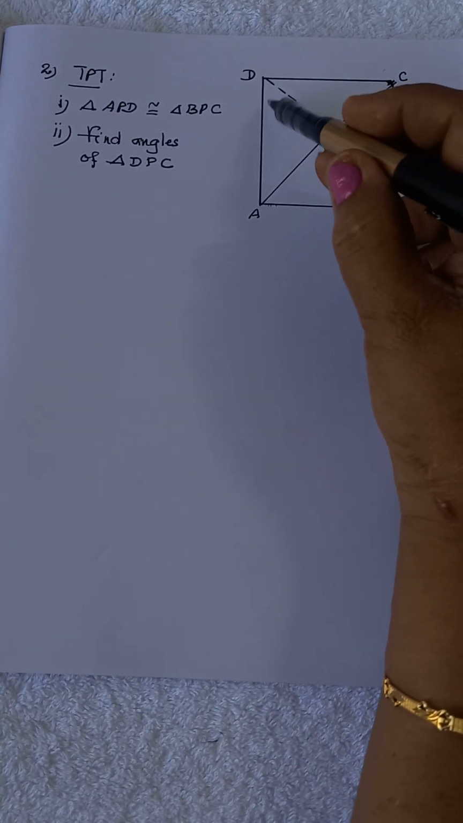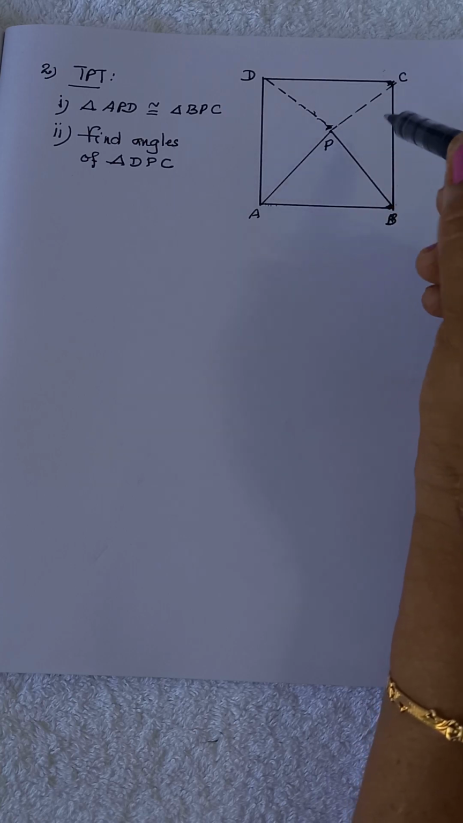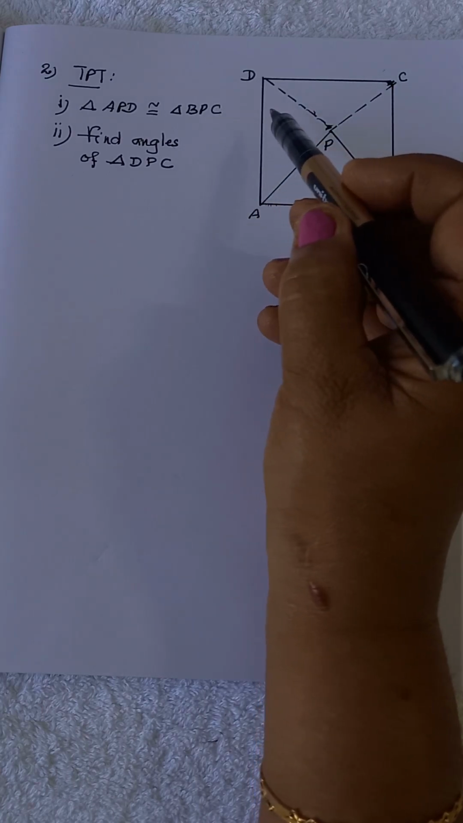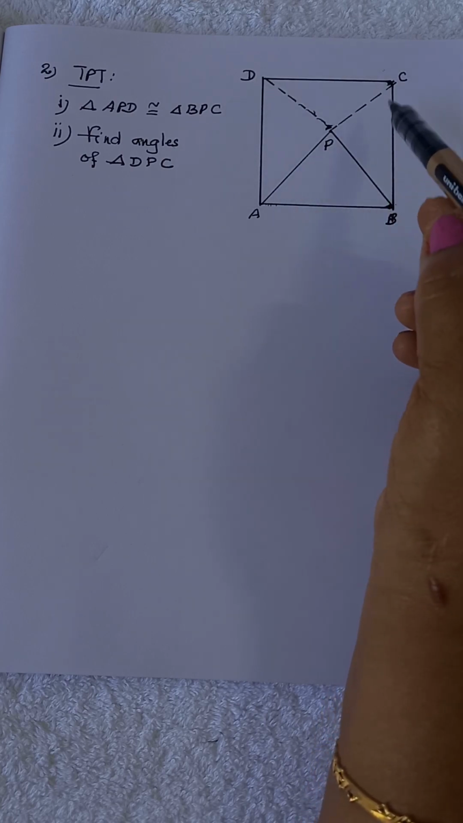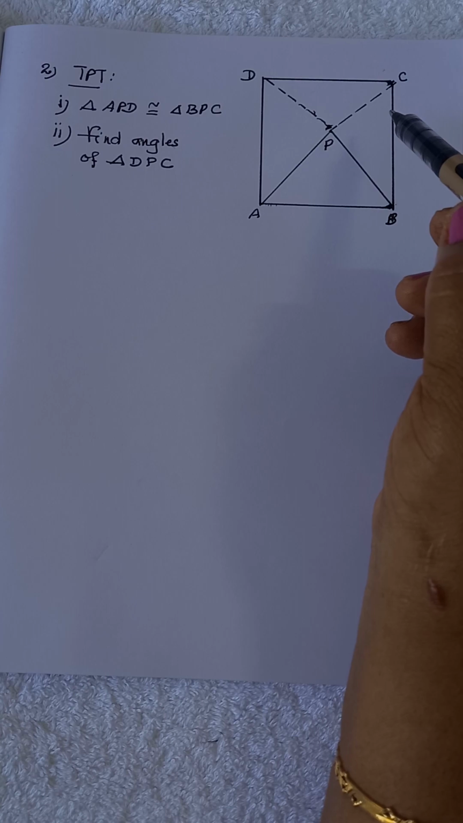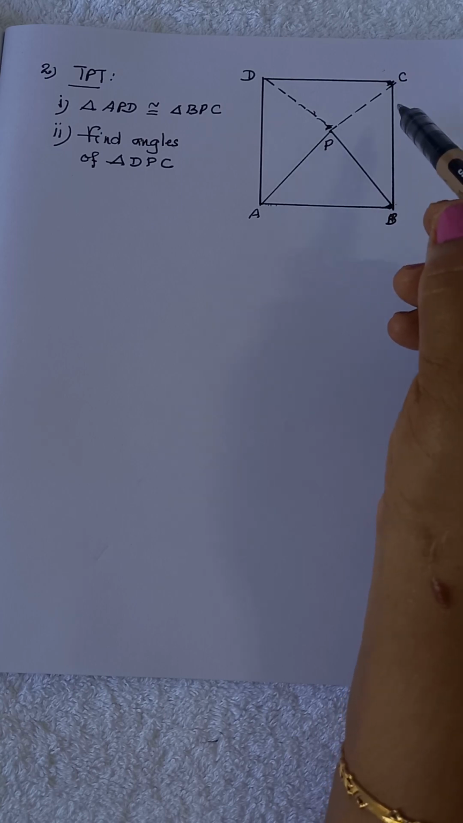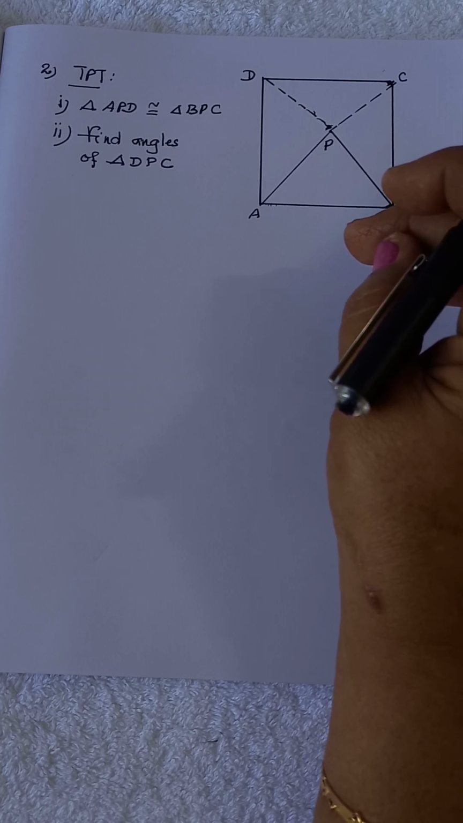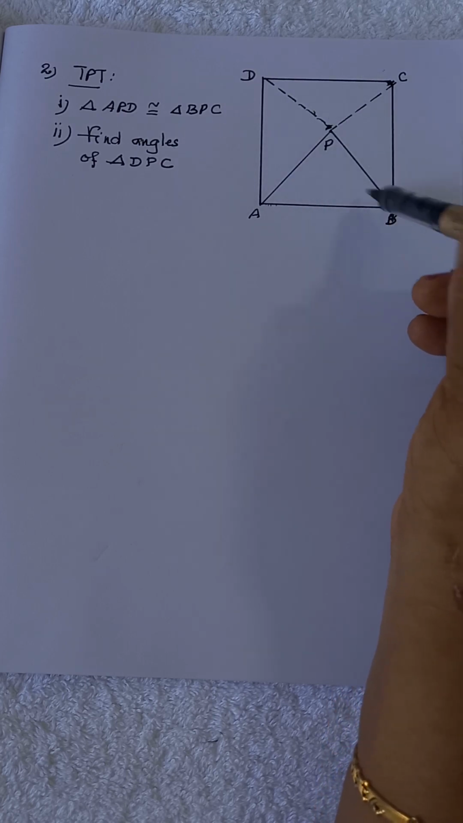In that, ABCD is a square and APB is an equilateral triangle. First of all, we have to prove that triangle APD is congruent to triangle BPC. So we have to show that three parts of these triangles are equal. So first of all, let us take the triangles APD and BPC.